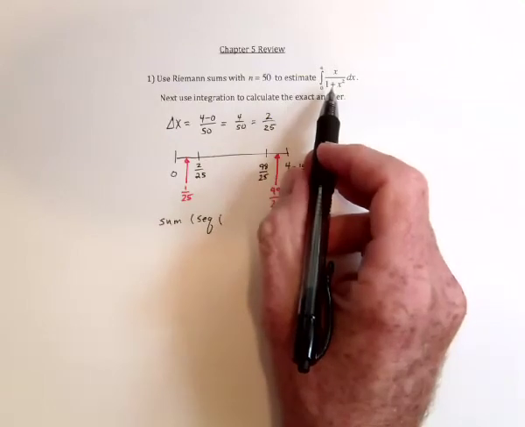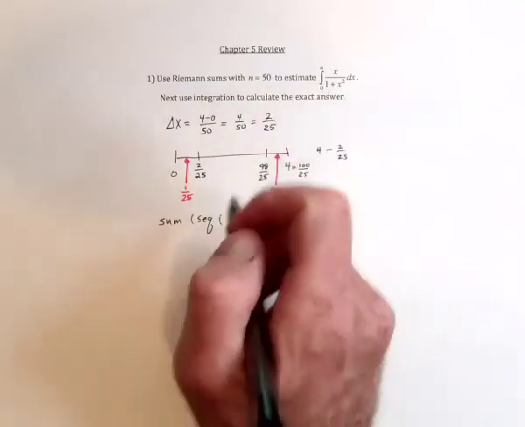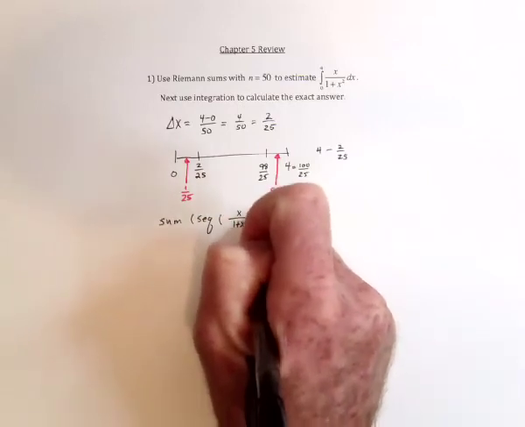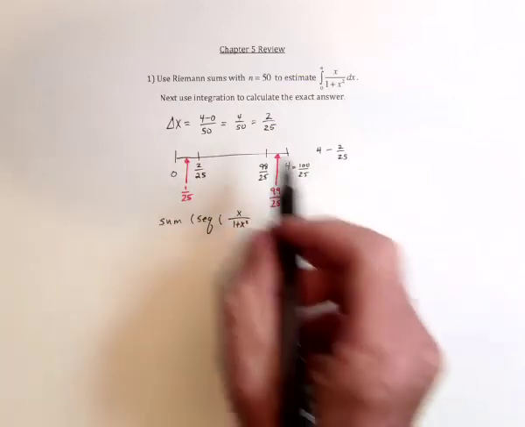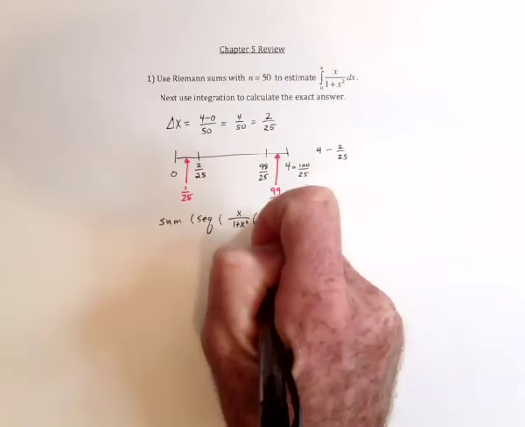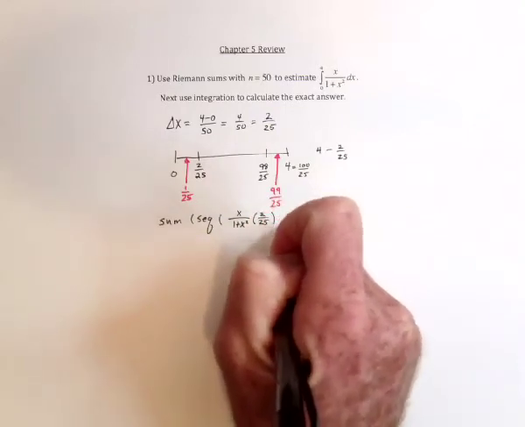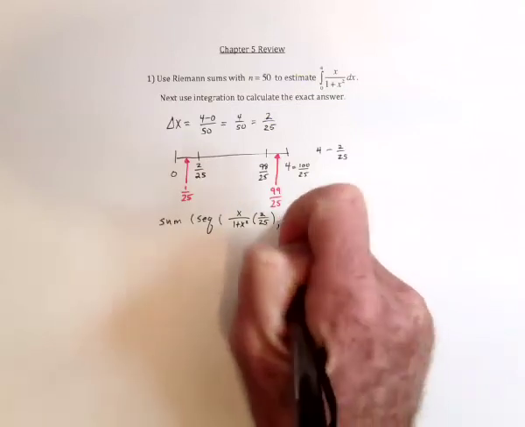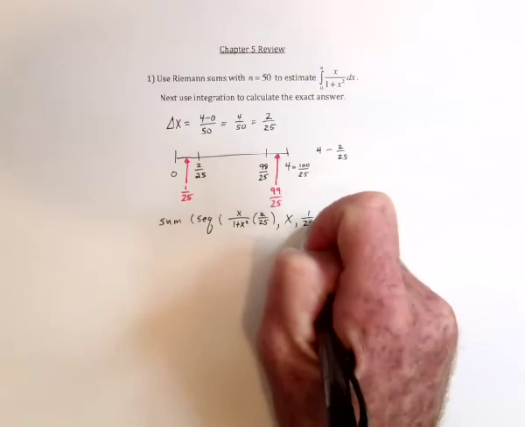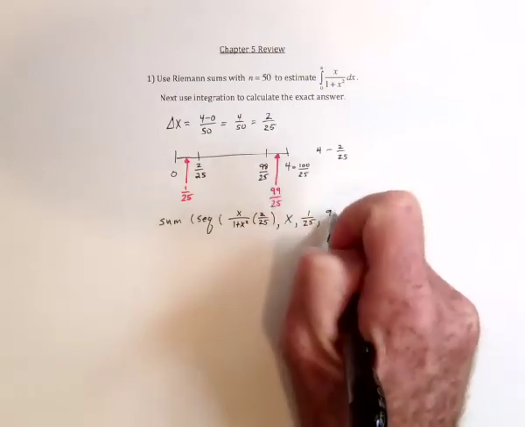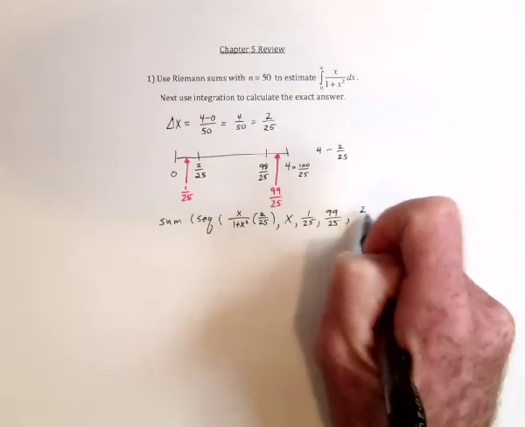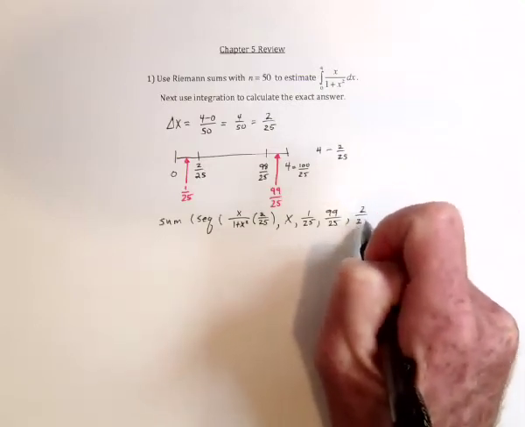So the height of each rectangle is going to be given by the function x over 1 plus x squared. Then that needs to be multiplied by the width, which is 2 25ths. So times 2 25ths. And then have x go from the beginning, 1 25th, to this one, 99 25ths. And the size of each increment is going to be the delta x.